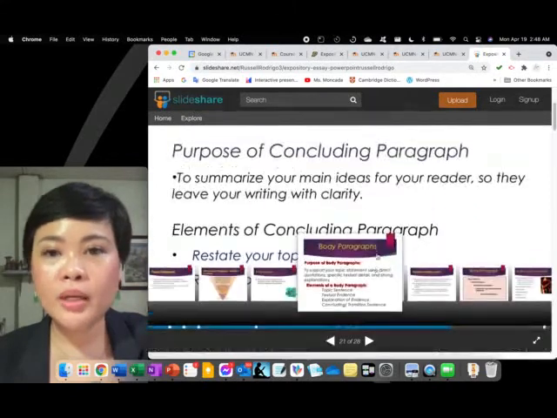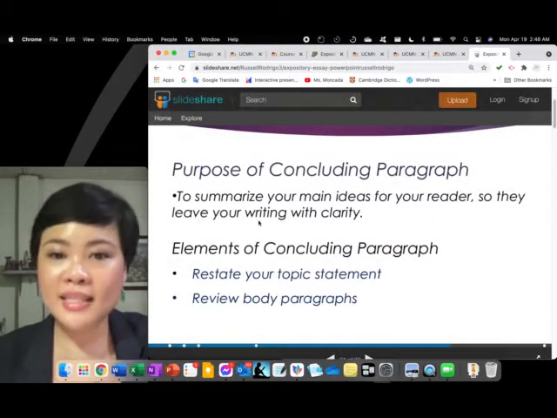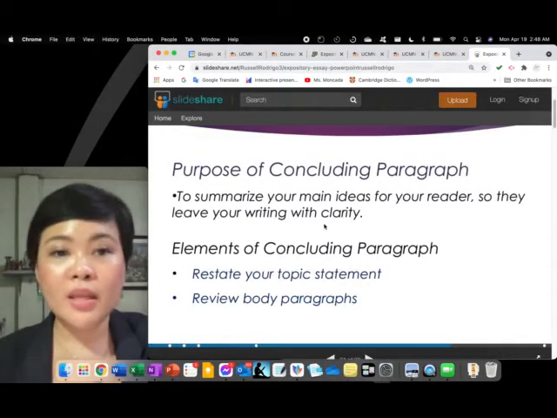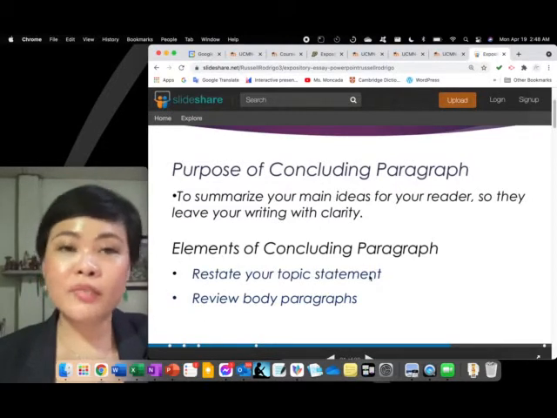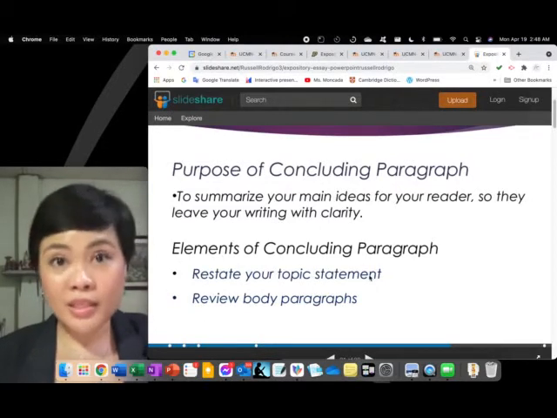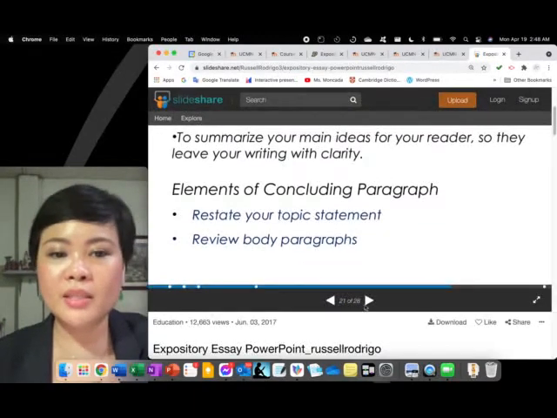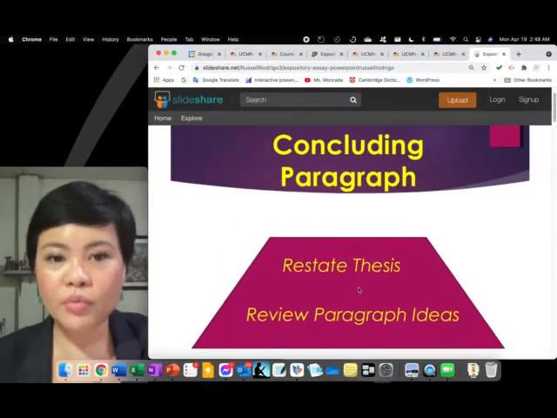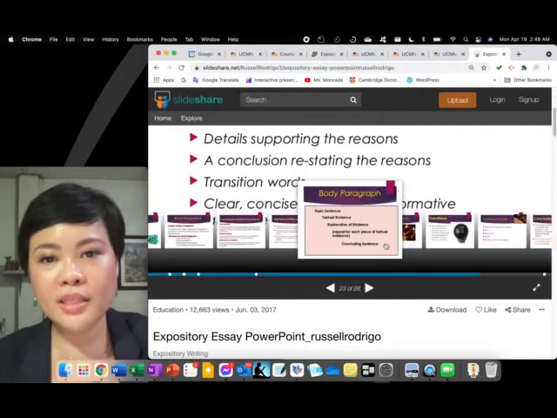Okay, so page 21. As I said, it summarizes, and yes, leave your writing with clarity. Leave the readers with something clear. So those are the elements: restatement of the topic sentence or thesis statement, and then a review of the reasons in the body paragraphs. This is the structure of a concluding paragraph: restatement and then review.